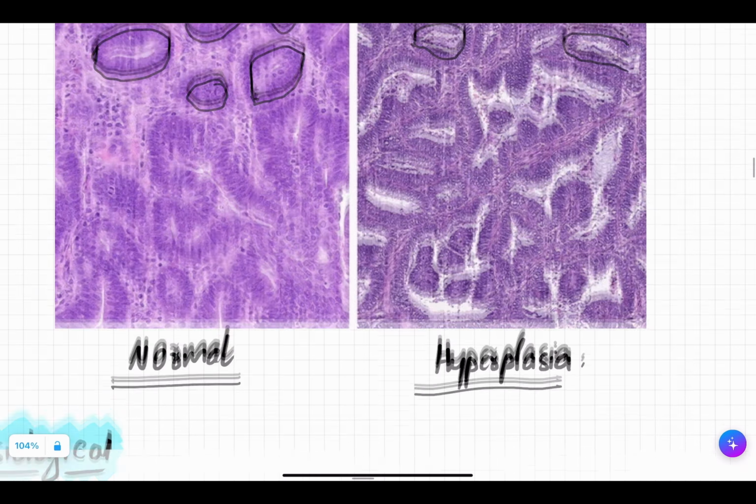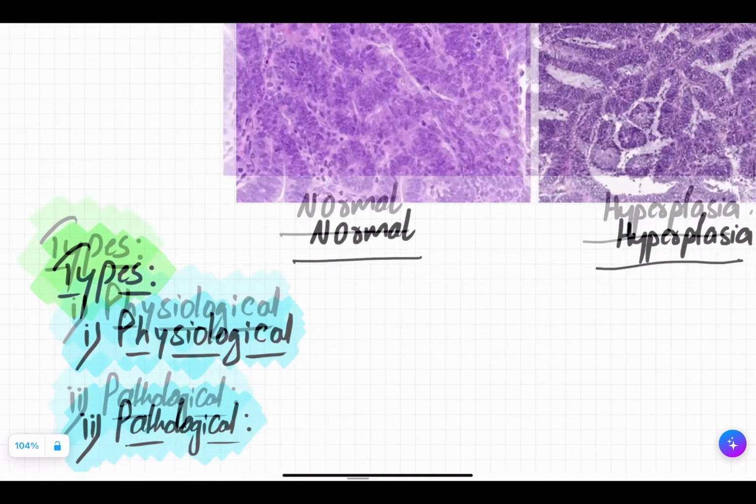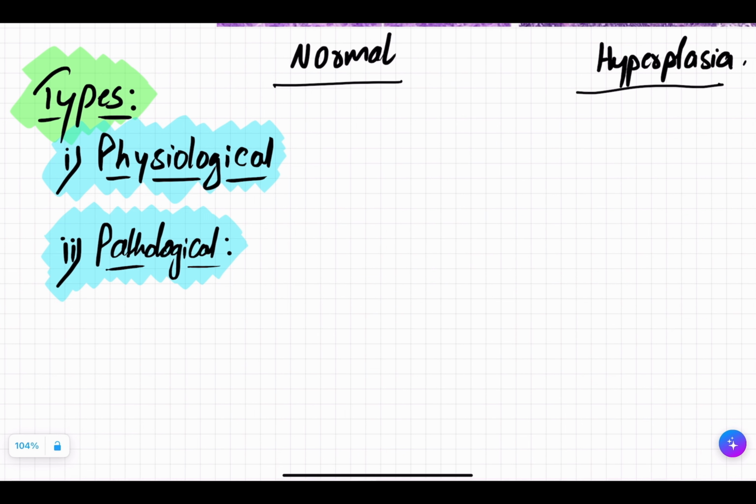Well, I said it happens in physiological conditions also. So yes, there are two types. One is physiological and another is pathological. Physiological is when your body needs hyperplasia. Pathological is when there is some sort of disease which is causing the formation of a large level of hormones, which will also cause hyperplasia.